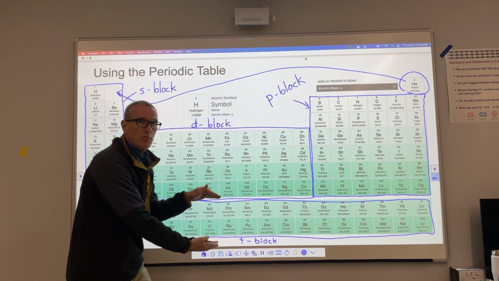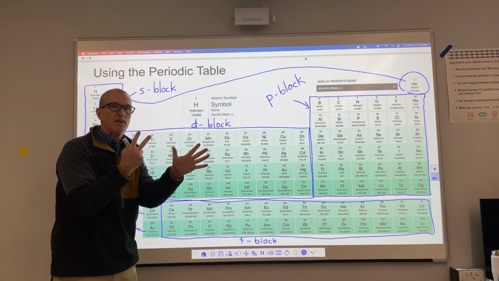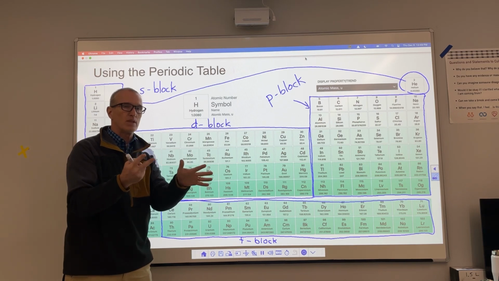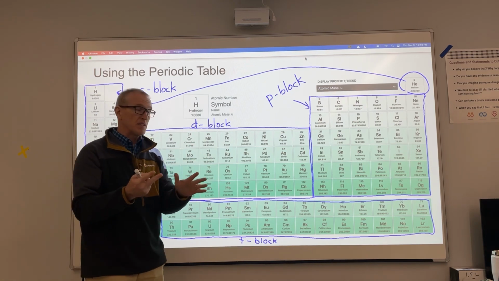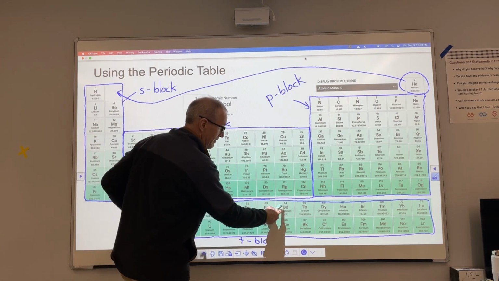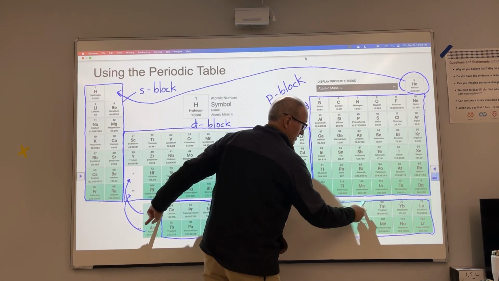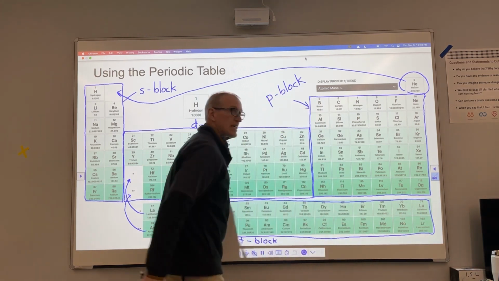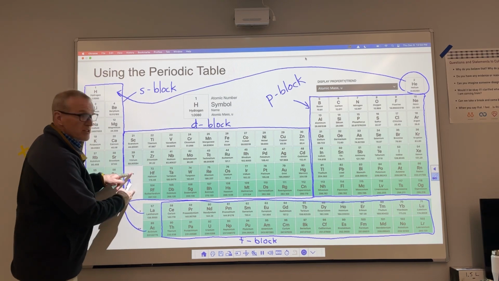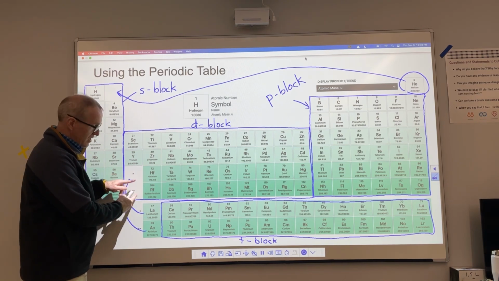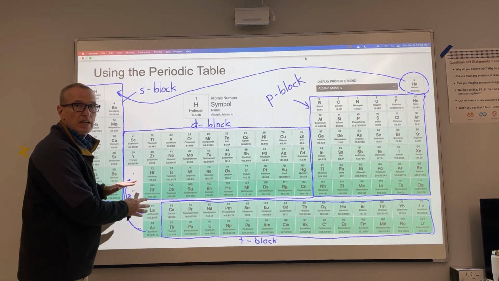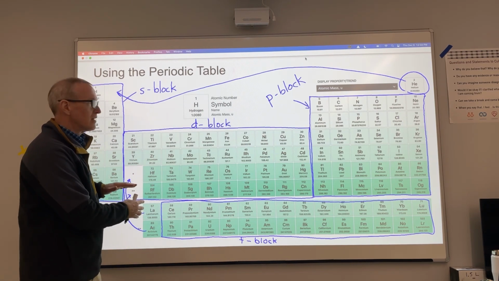Remember, there's an F sublevel that has 7 orbitals. 2 electrons in each orbital allows us to have 14 electrons in that F sublevel. Lanthanum and actinium actually fall in here where they're going to be in the D block. So those are kind of funky exceptions we don't have to worry about right now.